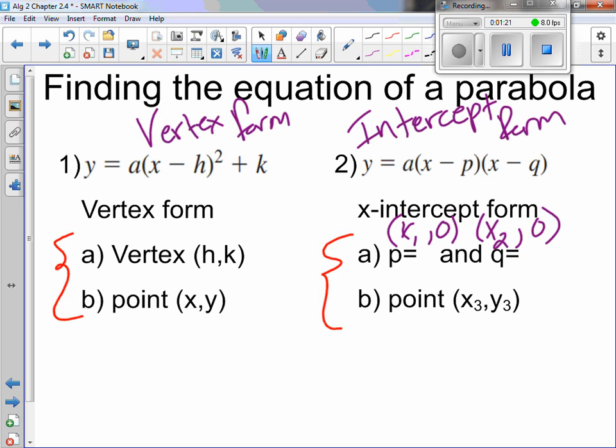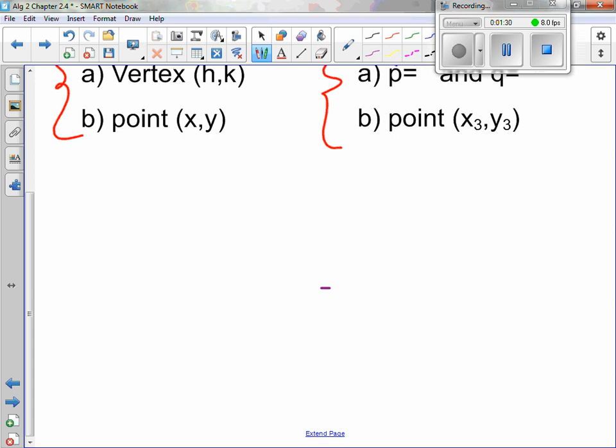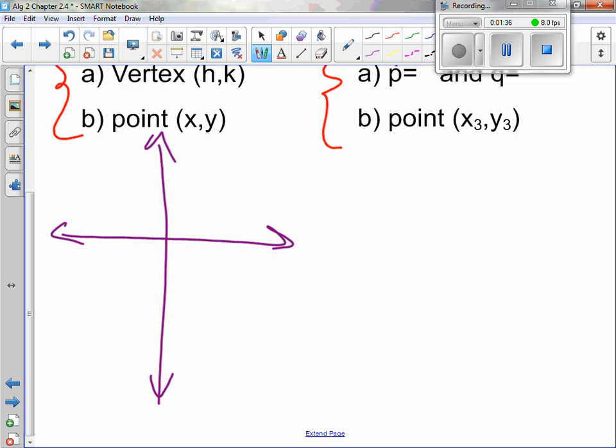Now, you might be wondering, why do we need the vertex and a point or the two intercepts and a point? The reason we need that point is it helps us define the equation. I'm going to give you an example of this here. If we said the vertex was this point here, 1, 0, and it didn't give us anything else.